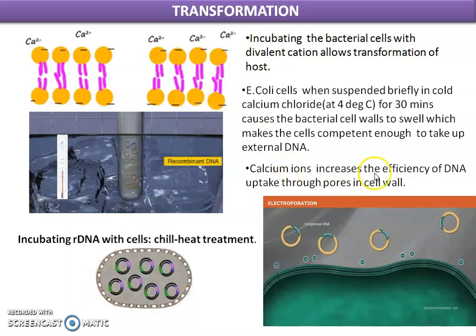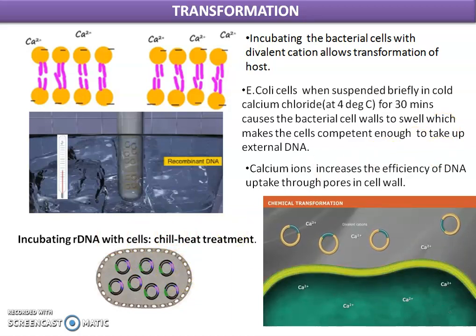Calcium ions increase the efficiency of DNA uptake through these pores created in the cell wall. So that is the basic idea of how it works. So this is one method of allowing a cell to take up the DNA.